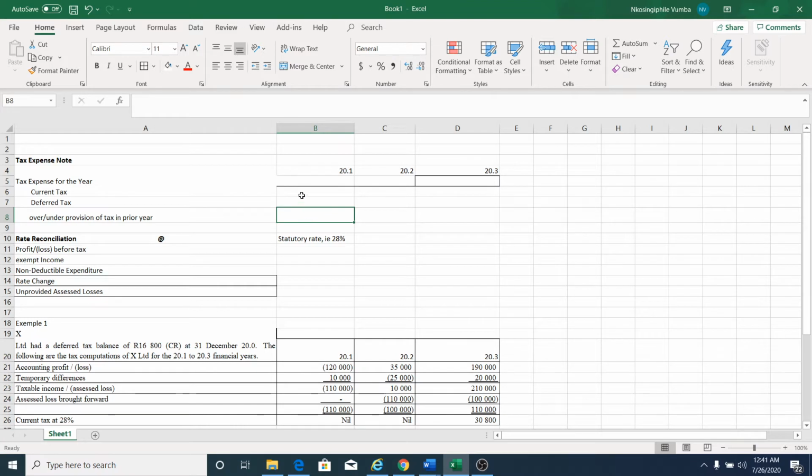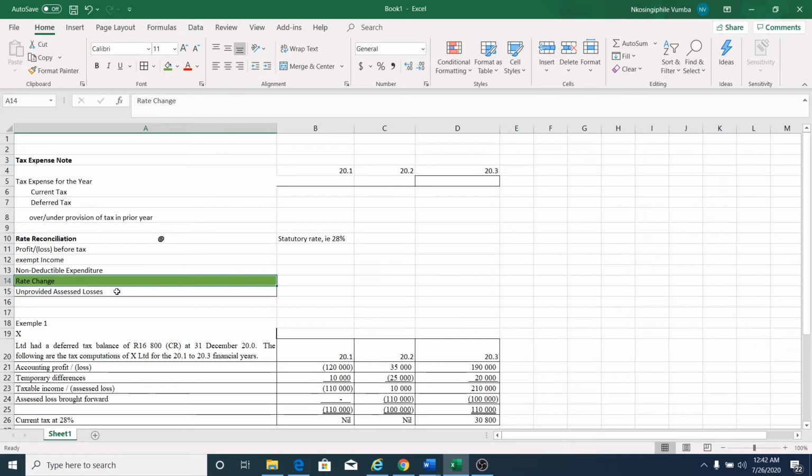Okay, fine. This is the tax expense note, and then this is the rate reconciliation. In the rate reconciliation, at the statutory rate of 28%, you start with the profit before tax, you have exempt and non-deductible items, but my point of focus is these two.